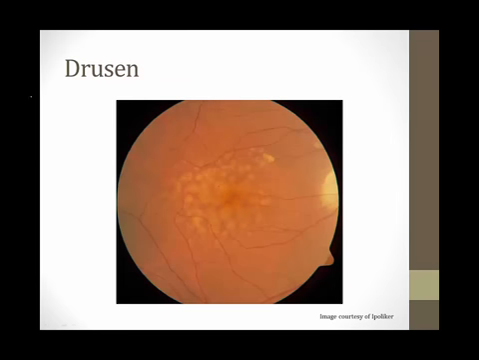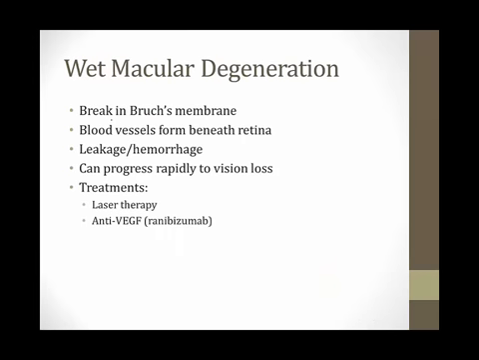And this is a picture of what drusen look like on fundoscopic exam. Just get used to recognizing this image. You can see these yellow dots over the macula area of the retina just off the side of the optic disc. And if you understand the dry form of macular degeneration, then it's very easy to understand wet macular degeneration.